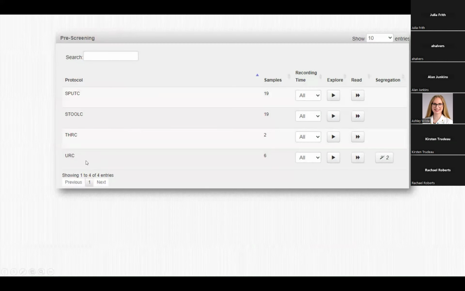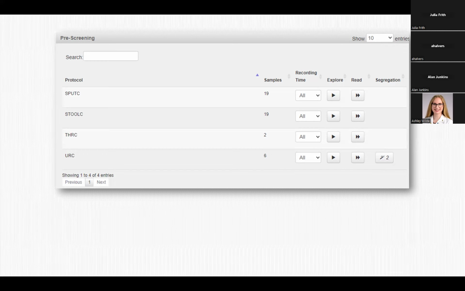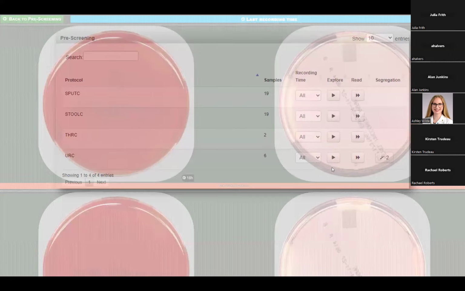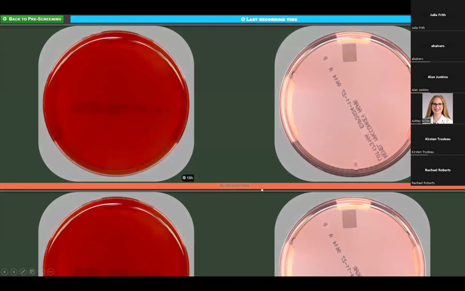And there's one other cool thing about this. Here's 6 urine cultures that are ready to be read. You'll notice this little wand over here. This is telling me that there are 2 cultures that the machine has already decided are no growth. So I can click on that little wand there and it shows me this. Here's urine cultures. These are 18 hours. This is a final read because non-invasive urines get read at 18 hours. That's our criterion. And then they're done.